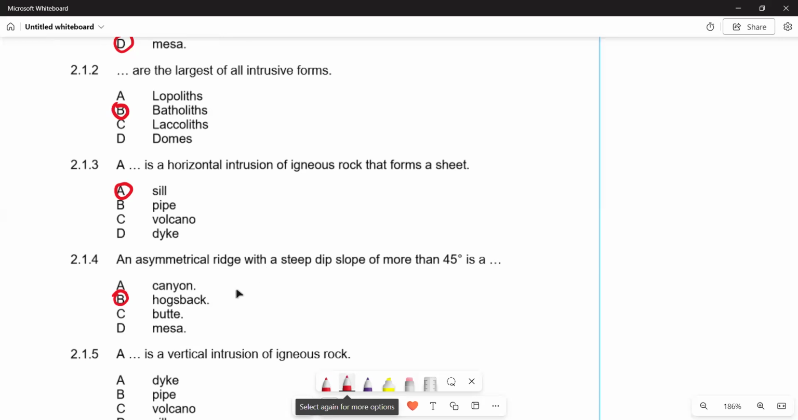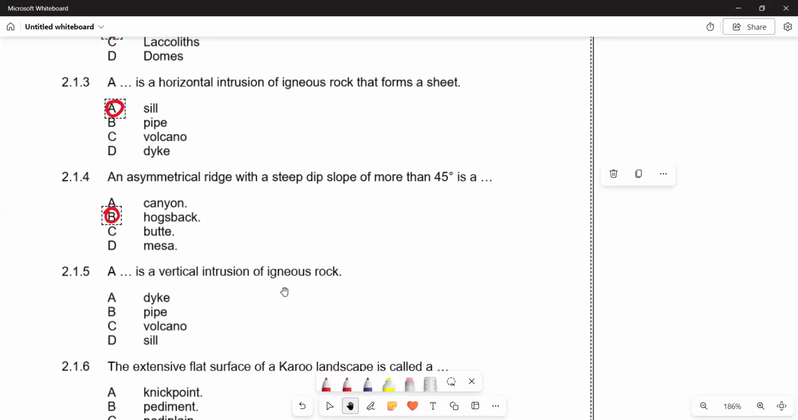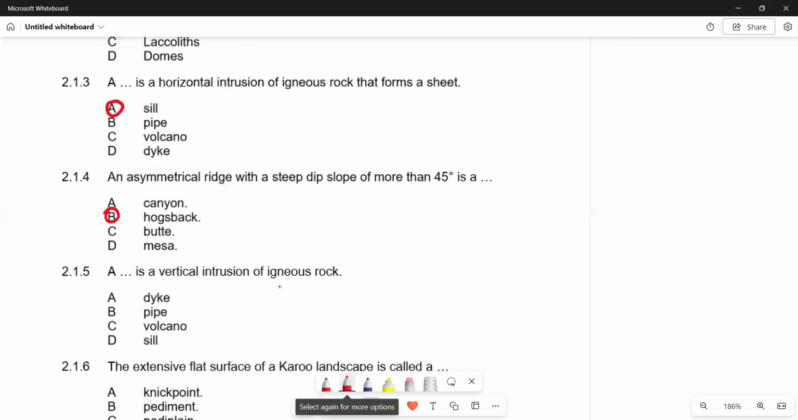Then we can move on to the next question that we have, which is 2.1.5. On 2.1.5, it reads: a dash is a vertical intrusion of igneous rock. A, we've got dike, B, we've got pipe, C, we've got volcano, D, we've got sill. So the correct answer that we have there, you'd see that we have a dike.